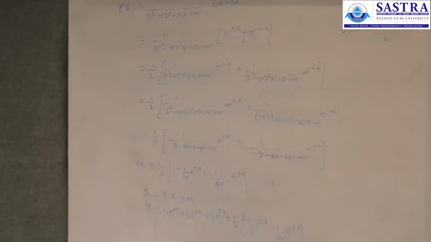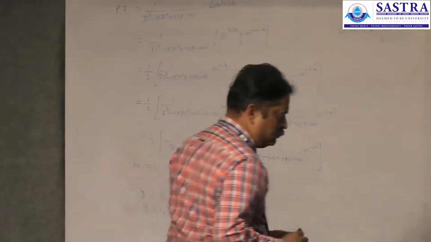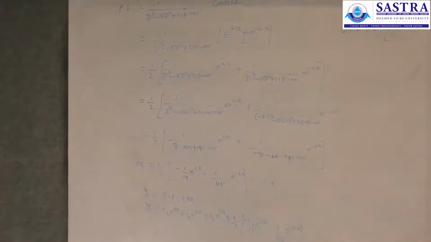Next problem. Solve (D square plus 5D plus 4) whole thing into y is equal to e power x into sinh 2x.